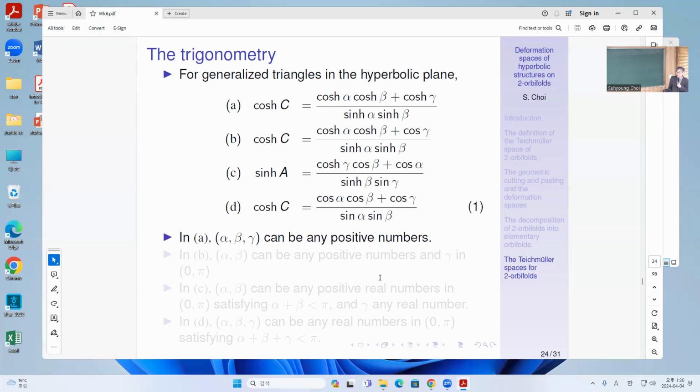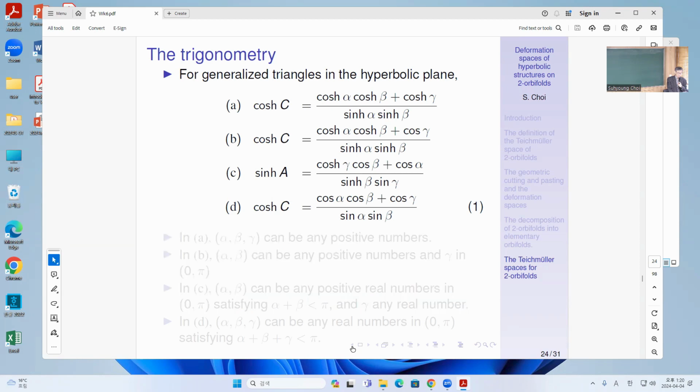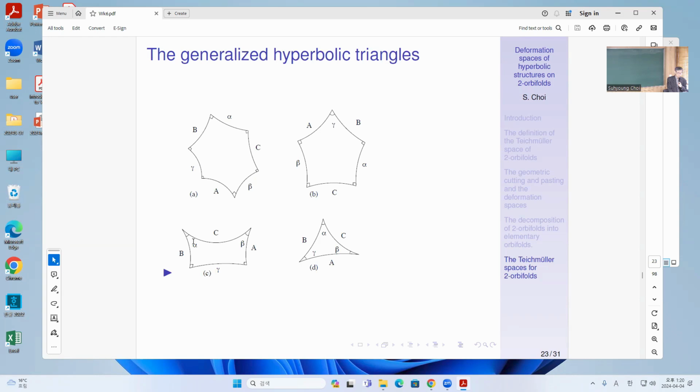So anyway, once you have these laws, then alpha, beta, gamma can be any positive number here, and then this makes sense. For B, alpha, beta can be any positive number, but gamma has to be between 0 and pi. And for C, alpha, beta can be any positive real number, but alpha plus beta is less than pi, and gamma is any real number. So for C, if you want to make a convex quadrilateral with this right angle, then this sum is less than pi.